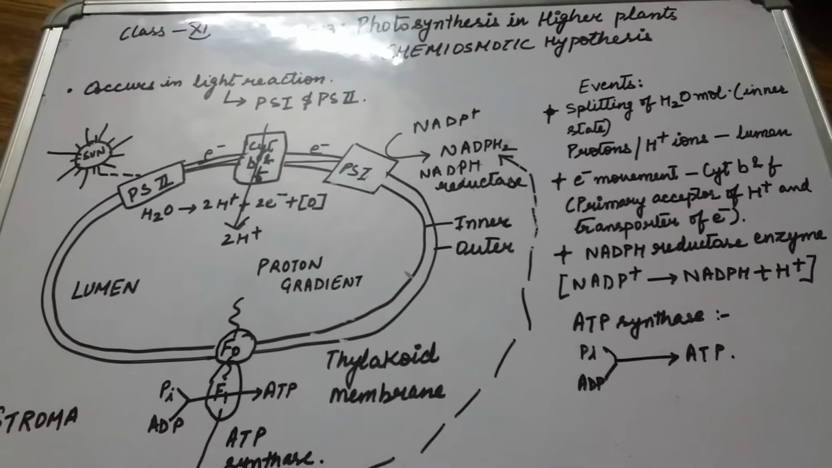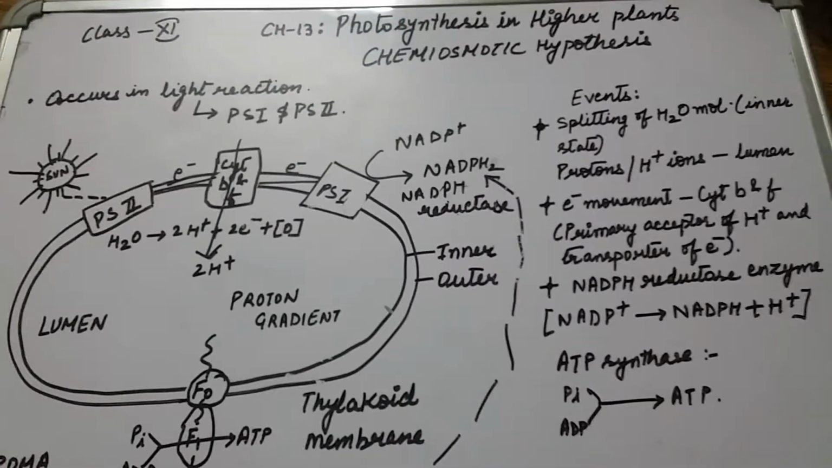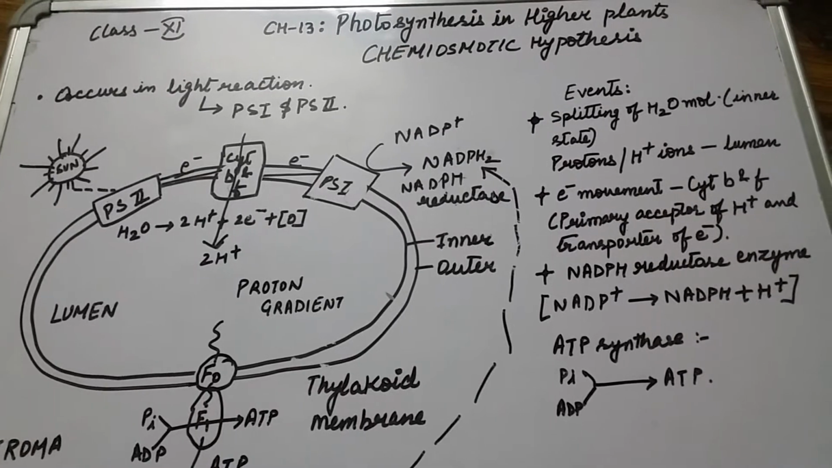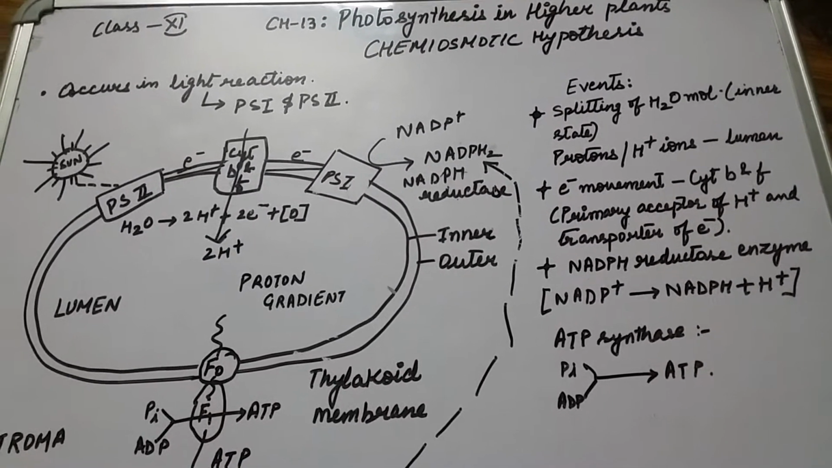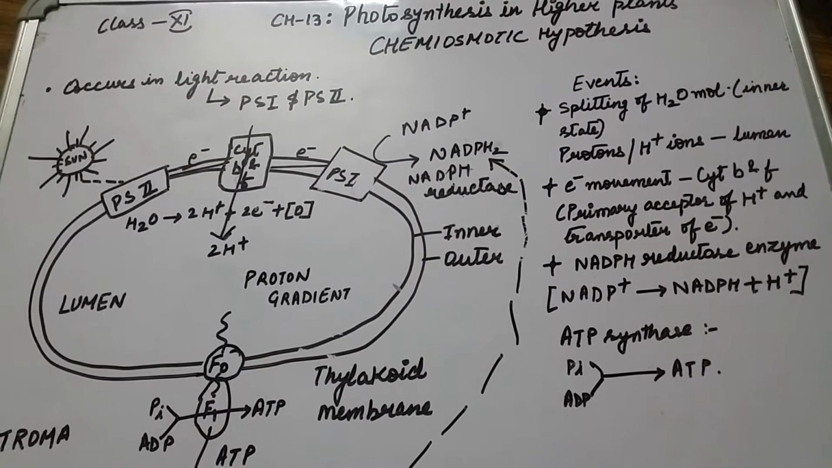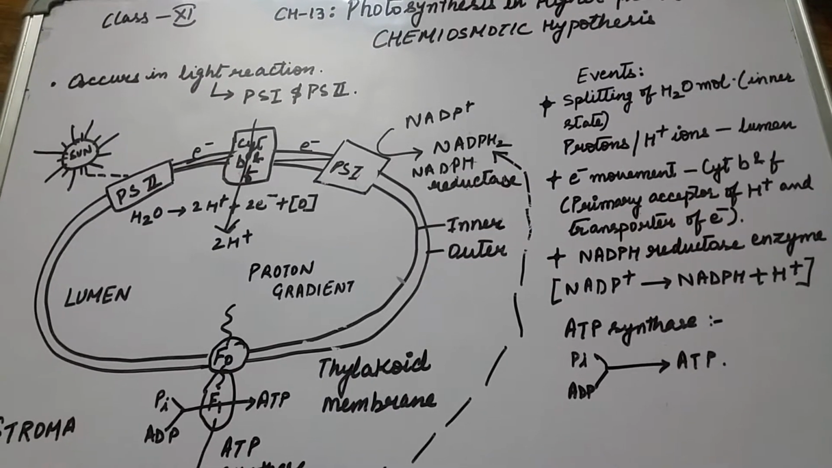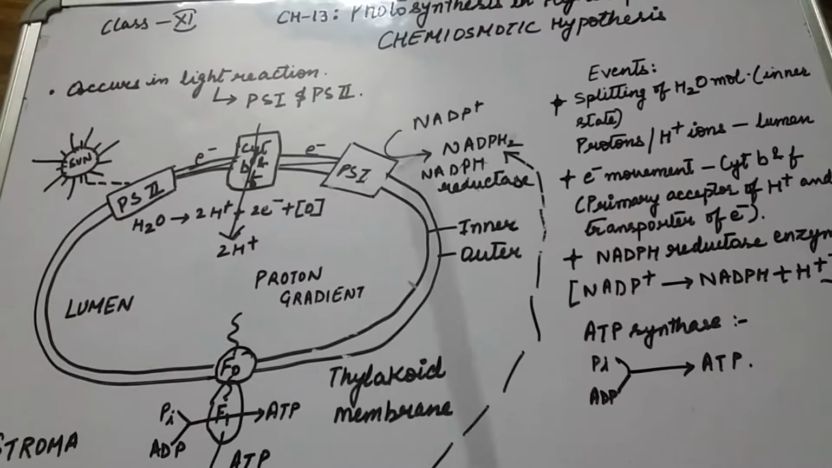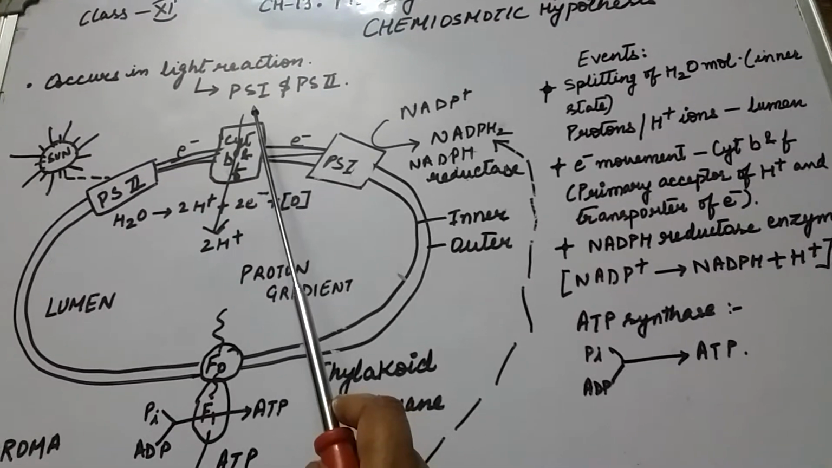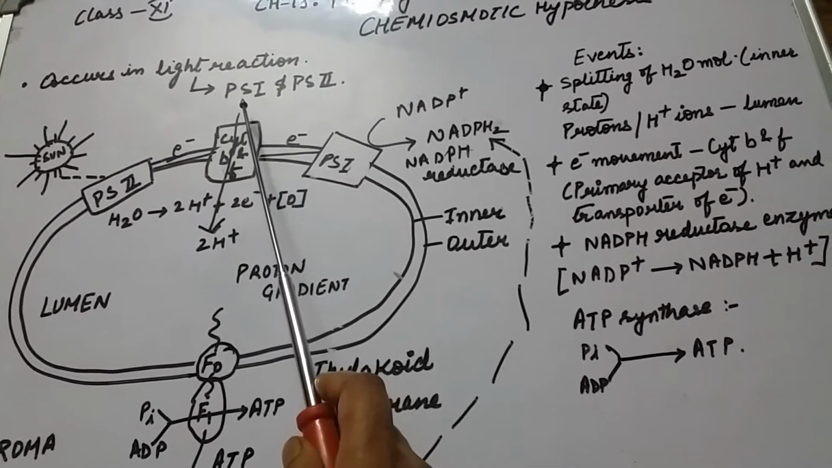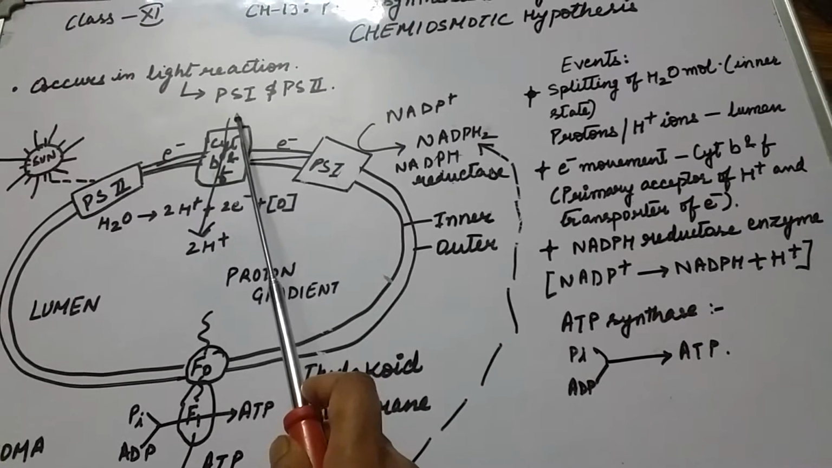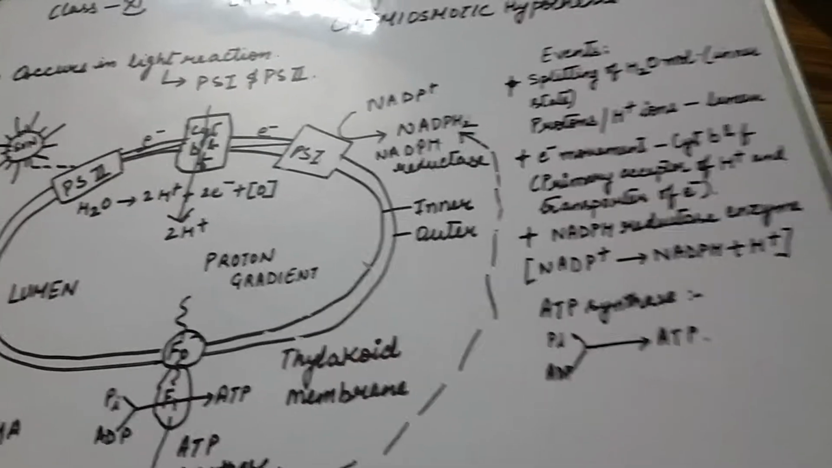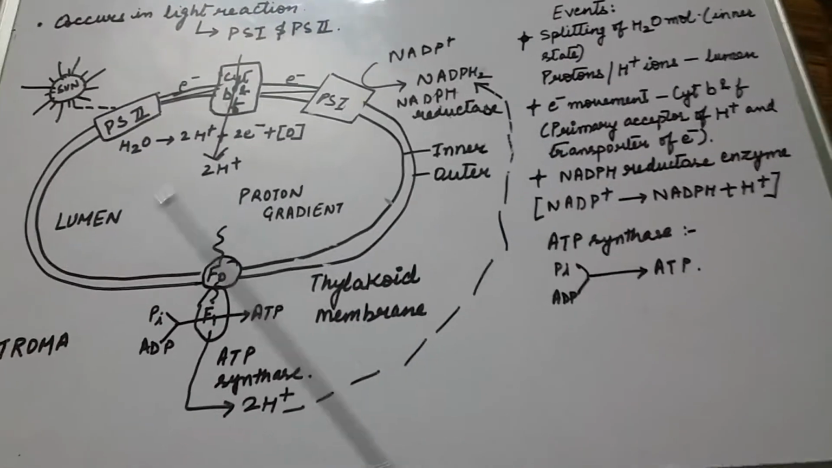Today we are going to study chapter 13 of class 11, that is photosynthesis in higher plants. The topic we are discussing today is the chemiosmotic hypothesis. This mechanism occurs in the light reaction, where both the photosystems, photosystem 1 and photosystem 2, are present.